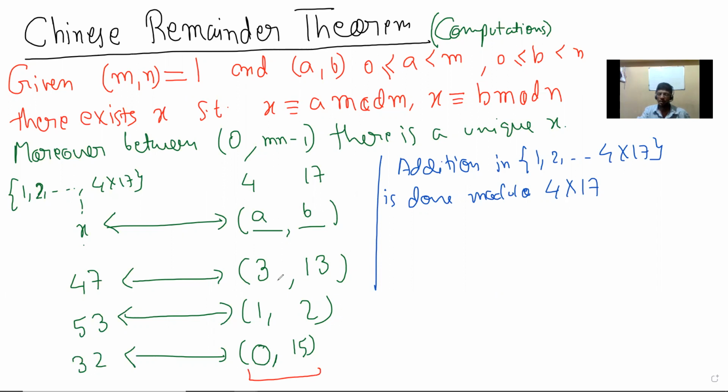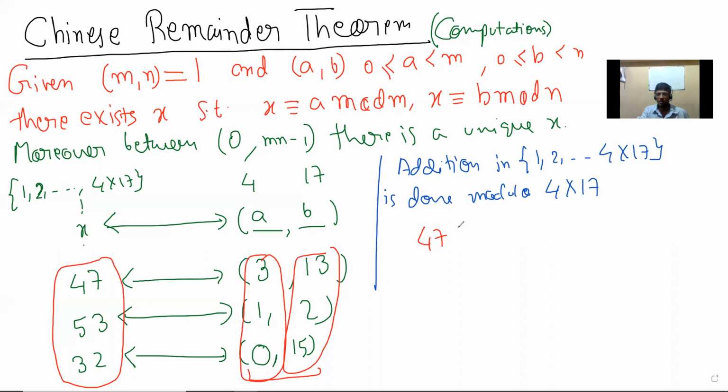You see? So it's 3 plus 1, that is 0 here, and this is 13 plus 2, that is 15 here. Now, can you check this side also, if it's the same thing? 47 plus 53 is 100, and 100 is more than 17 times 4. So if you subtract 17 times 4, you can check that it is 32. Do you see that?